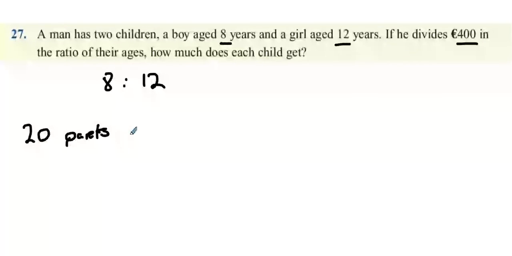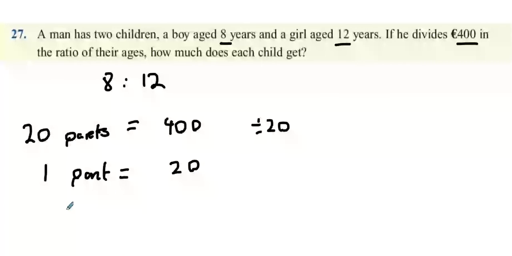And 20 parts equals the full €400. Divide both sides by 20 to find out what 1 part is. So 1 part will be 400 divided by 20. So you divide by 20 first, and then you get 20. Then to find out what 8 parts is, you multiply by 8, and you get 160.